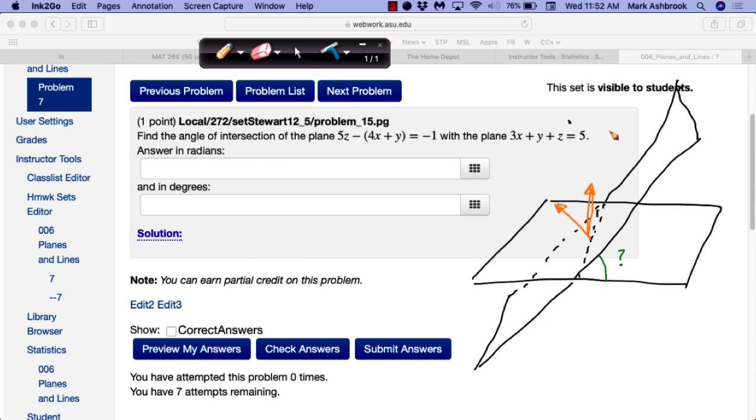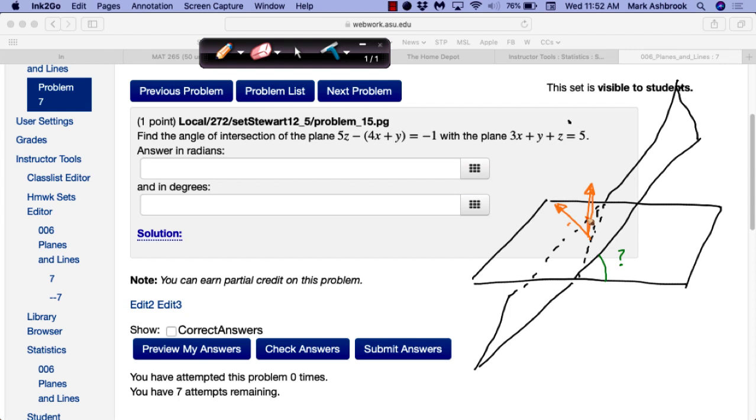Agree with that? So do you see that the angle between those, because those are both orthogonal to those planes, is the same angle as the planes, rotated 90 degrees? Take this one, rotate it 90 to get that. Take this one, rotate it 90 to get that. So that will be the same angle. Do you see that?